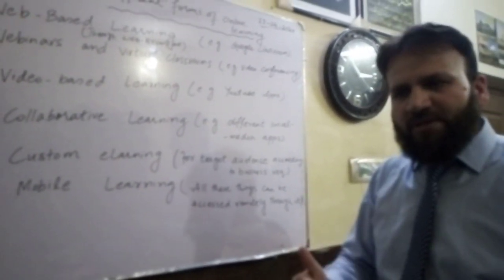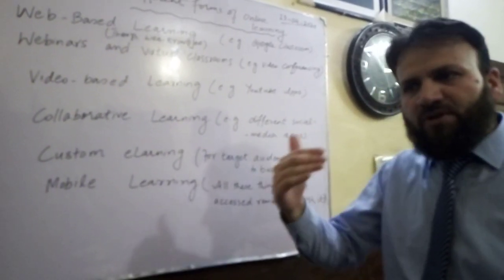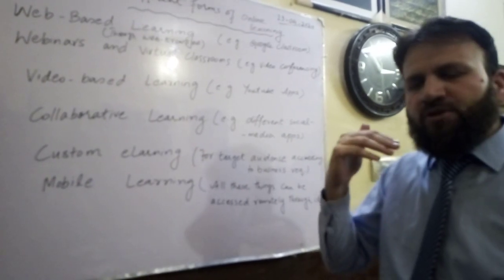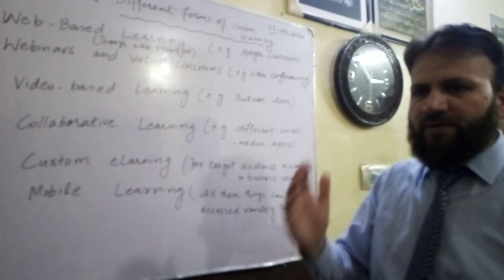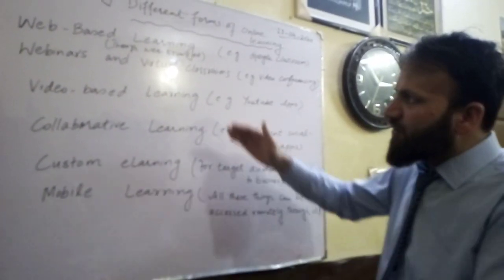Sixth, mobile learning, that all these things can be accessed on our smartphones. We can use different apps to download these things. We can use different apps to connect to our virtual classroom, to connect to our teachers, to connect to our institutions. Now I will further briefly describe one by one.